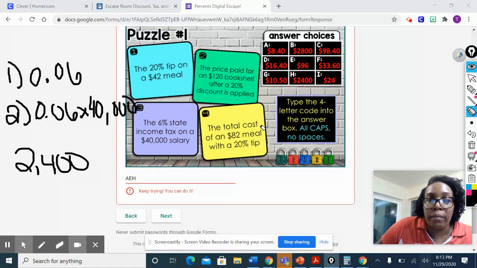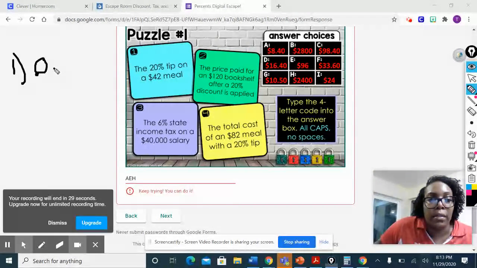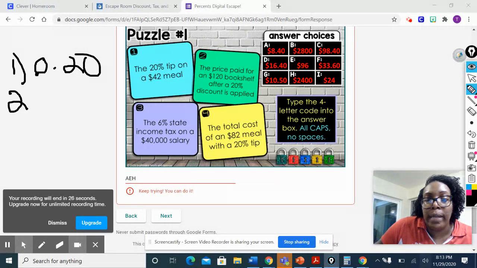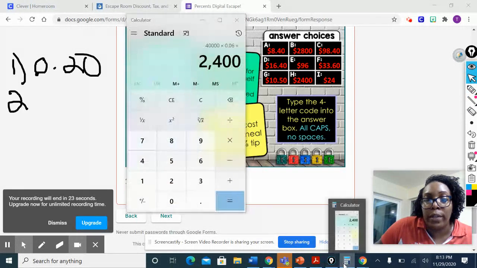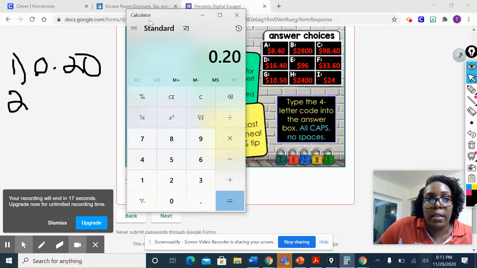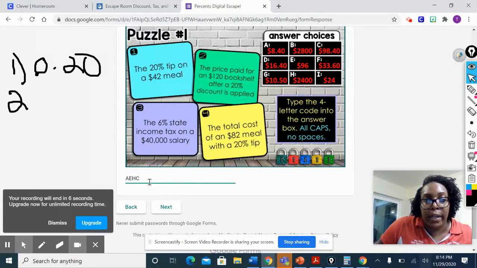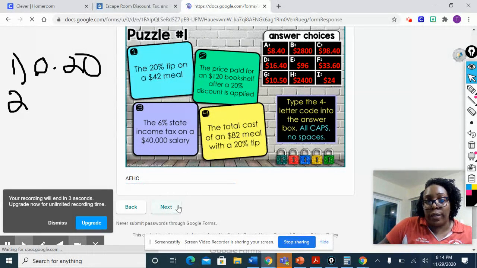Erase it. The total cost of a meal after a 20% tip is added. Okay, so we need our total. So now we're going to do all 3 steps. So we have change to a decimal. Step 2, multiply. My recording is going to end soon, so I'm going to quickly do this. So we have 0.20 times 82. And if it's a tip, we're going to add. So that's $98.40. That's C. So we're going to put C here. And it allows me to unlock it and go to the next screen. So good luck, you guys.